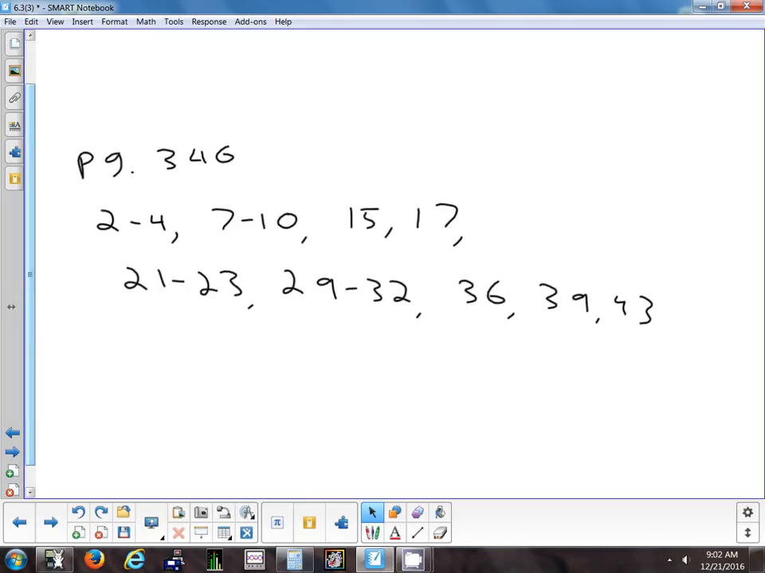All right, so the homework tonight is on 346. And it's 2 through 4, 7 through 10, 15, 17, 21 to 23, 29 to 32, and then 36, 39, and 43. Okay, it's not all graphing, some of it's just on the calculator, so there might not be anything to write down for those problems. So just write that you did it on the calculator.